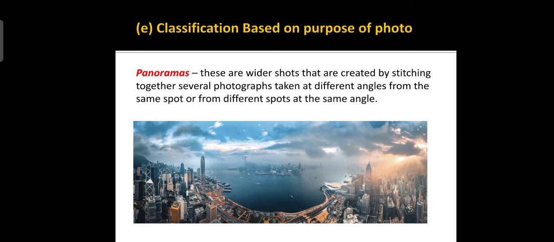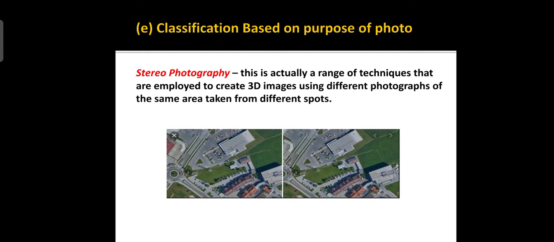Now the classification based on the purpose of the photo, what we use the photo for. The first one is panoramas. These are wider shots created by stitching together several photographs taken at different angles from the same spot, or from different spots at the same angle. This gives a wide coverage, like the photos we usually take using our mobile phone cameras. Coming to stereo photography, this is a range of techniques employed in creating 3D images using different photographs of the same area taken from different spots. We use them together to create the 3D images.